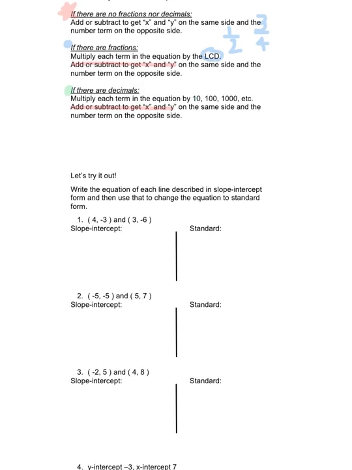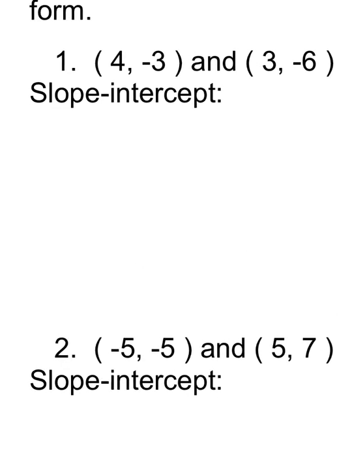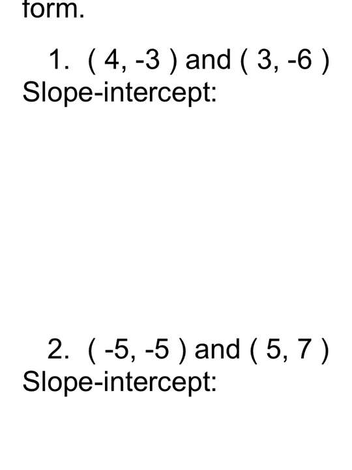We'll begin by writing each equation in slope-intercept form and then use that to change the equation to standard form. Let's look at what they've given us. First, we have 2 points. To write it in slope-intercept form, we need an m and we need a b, but we don't have an m and we don't have a b. So where we're going to start is with our slope. How will we find the slope?